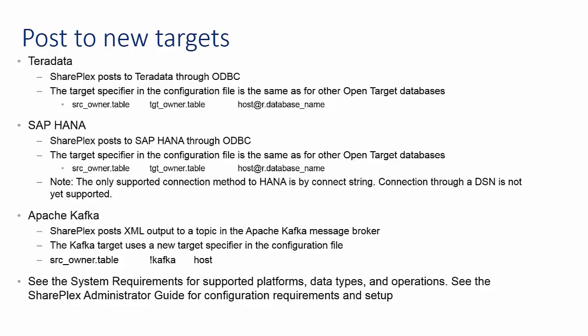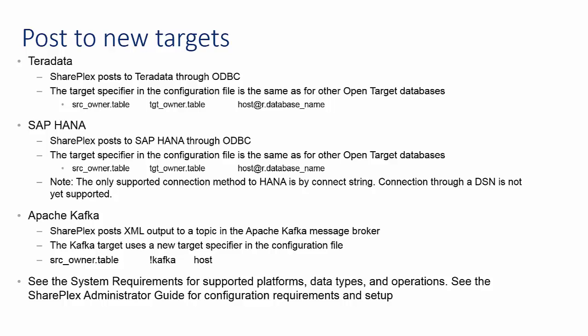SharePlex can now post to the new targets like Teradata, SAP HANA, and Apache Kafka. SharePlex posts to Teradata through ODBC. The target specifier in the configuration file is the same as for the other open targets. SharePlex posts to SAP HANA through ODBC. The target specifier in the configuration file is the same as for other open targets. It will be the source owner.table, target owner.table, host@r.target database name. Note that the only supported connection method to HANA is by a connect string. Connection through the DSN is not yet supported.